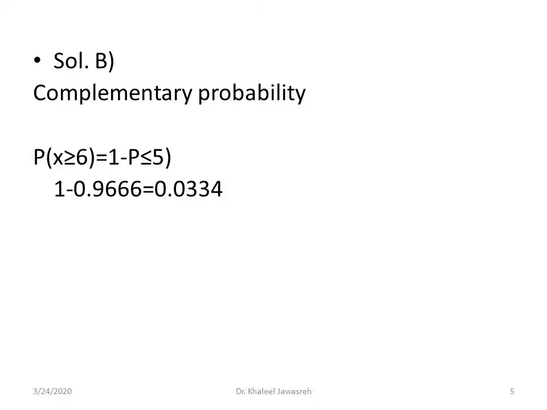So this is a complementary probability. The summation of all probabilities will yield 1. This is a main characteristic of the cumulative or binomial distribution as we discussed previously. So 1 minus this value will give us the result of this.